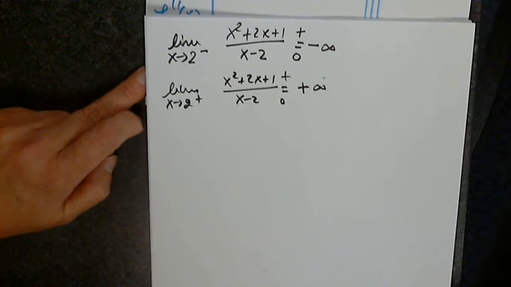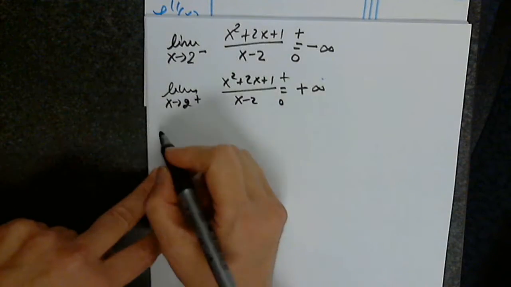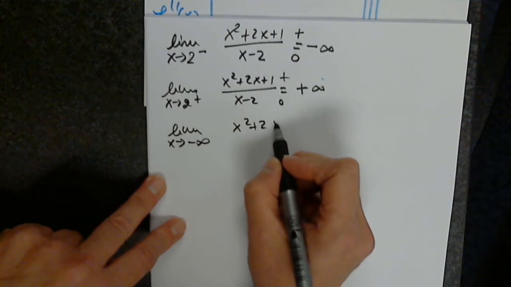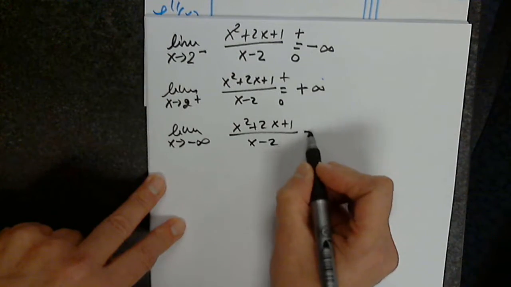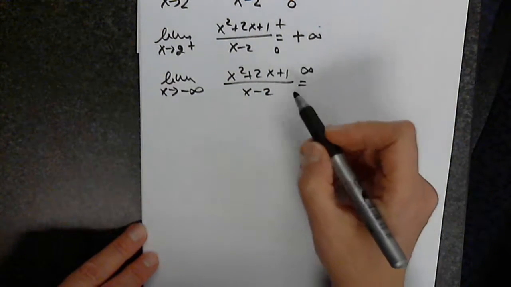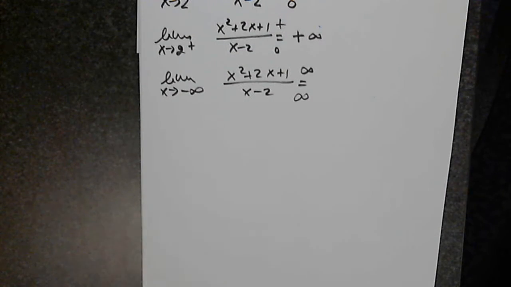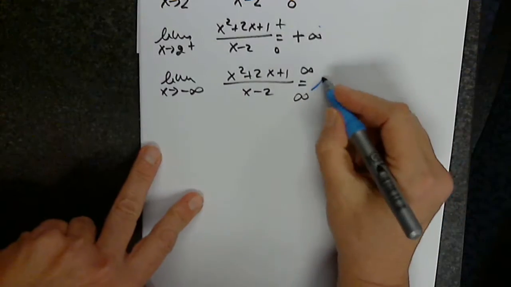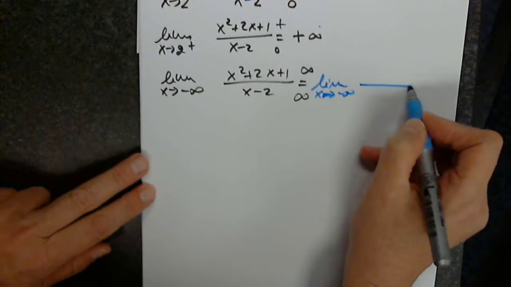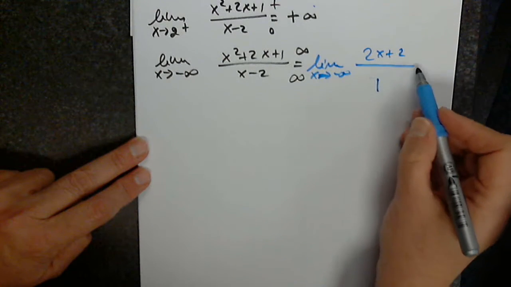Okay, now I want to find the infinities. Let's do that. Limit as x approaches negative infinity of x squared plus 2x plus 1 over x minus 2. The top approaches infinity, the bottom approaches infinity, it doesn't matter. What method do I apply when I have infinity over infinity? L'Hopital's rule. So the limit as x approaches negative infinity of the top, which is 2x plus 2, and the bottom, which is 1. So then the limit is?